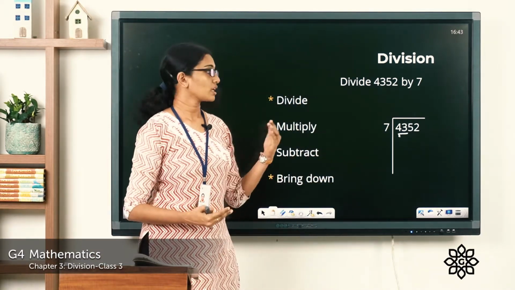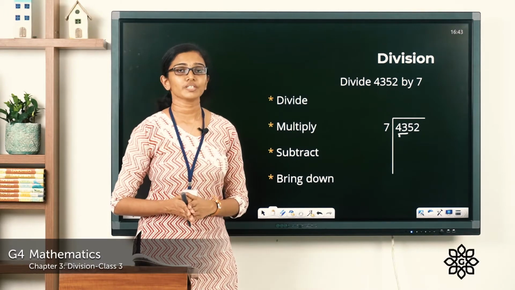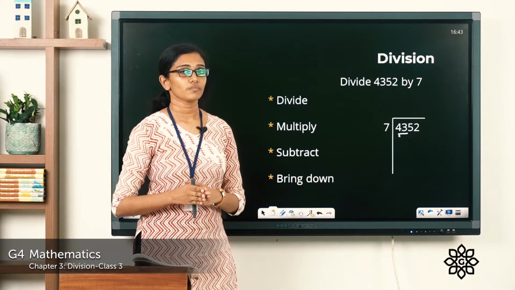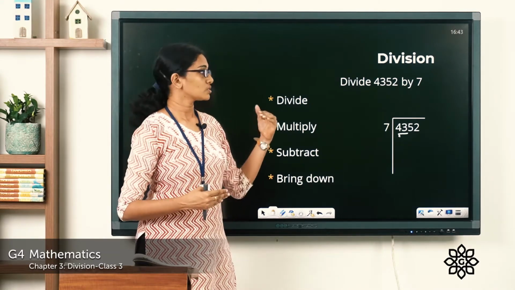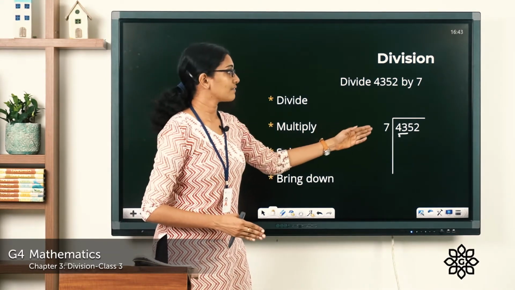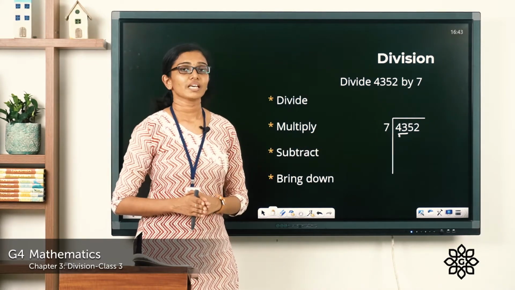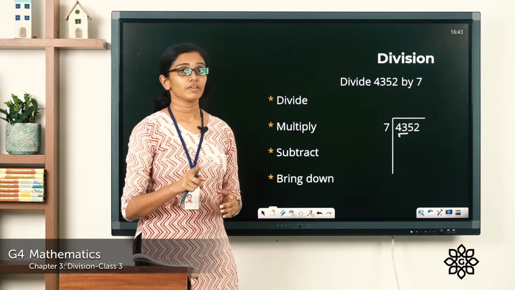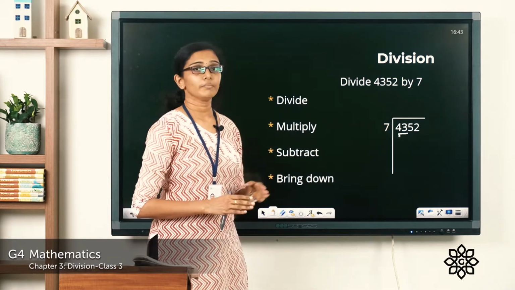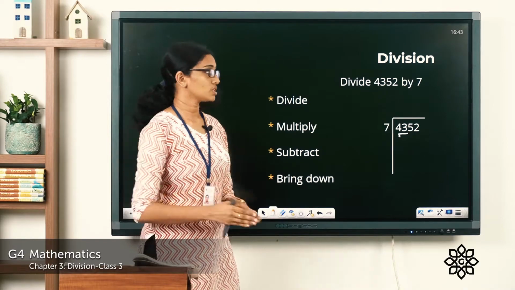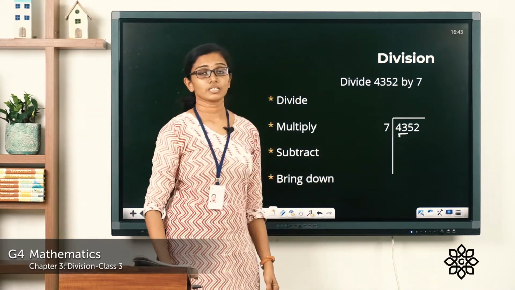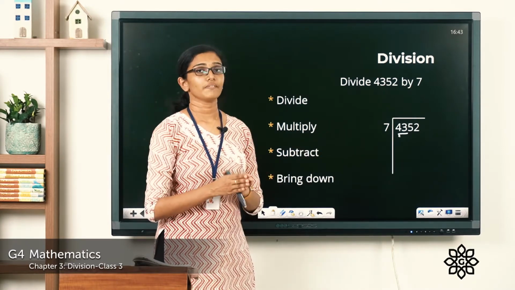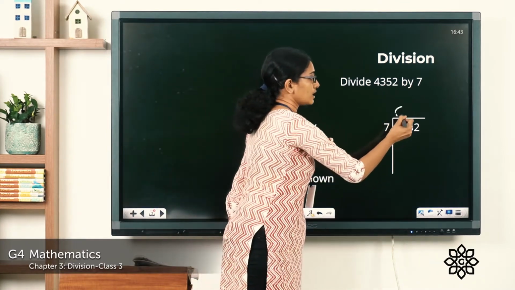Now let's think of the table of 7. How many 7s will go in 43? We know 7 ones are 7, 7 twos are 14, 7 threes are 21. So like that it goes. And how many 7s will go in 43? We know 7 sixes are 42, but 7 sevens are 49. We have to consider the number which gives us a multiple which is either equal to the number we consider here or less than that. So we are taking 7 sixes. So let's write 6 here.